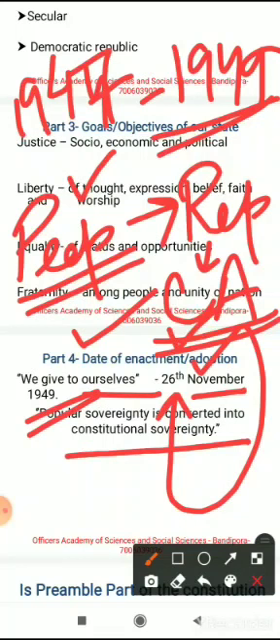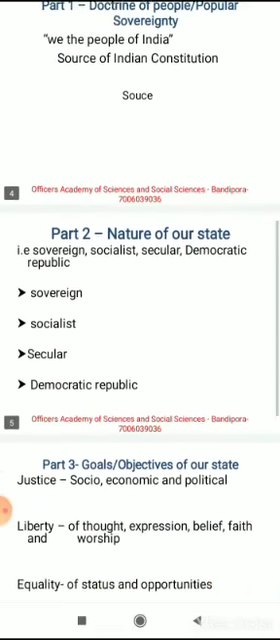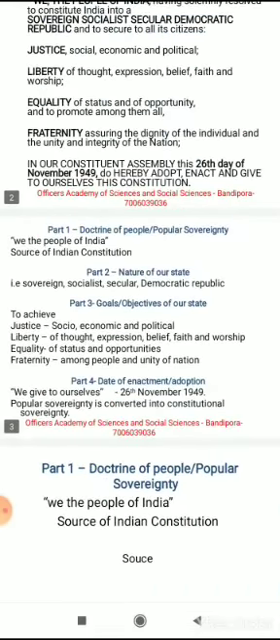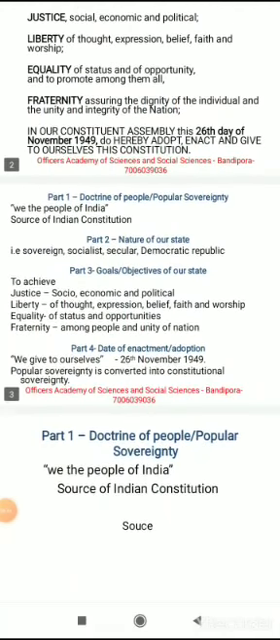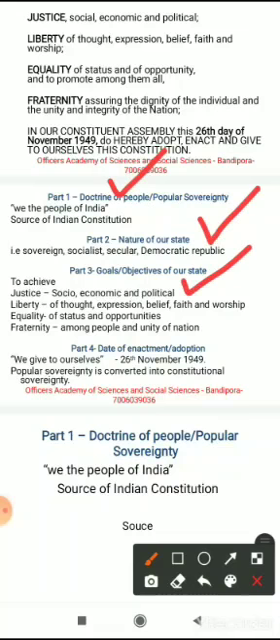So till now we have studied all the four parts of our constitution. We'll be revising all of them. Part 1, that is doctrine of people, we the people of India. And second, nature of our state, that is sovereign, socialist, secular, democratic republic. Number third is goal and objectives of our state, to achieve justice, liberty, equality, and fraternity. And number 4 is the date of enactment.